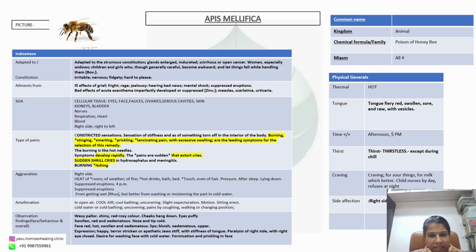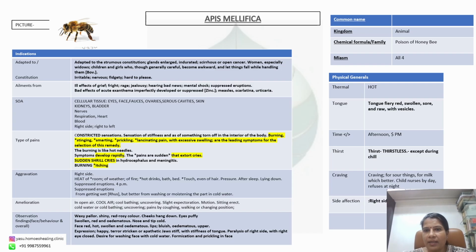Jaws stiff with stiffness of the tongue, because it is a good drug for cancer of the tongue also. And paralysis of the right side with the right eye closed. Desire for washing face with cold water, formication and pricking in the face. So it belongs to the animal kingdom and it covers all four miasms.